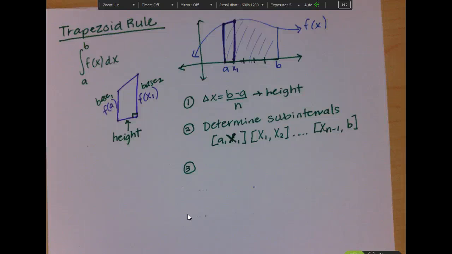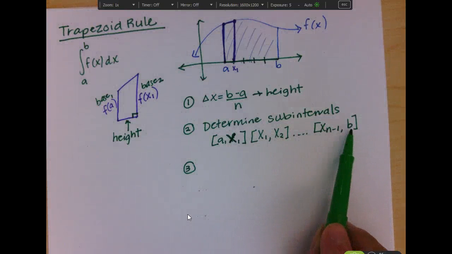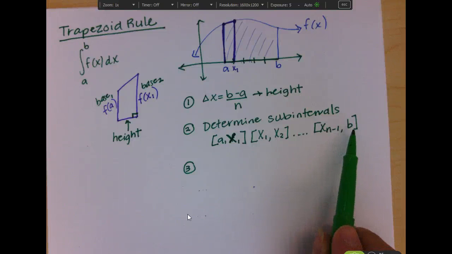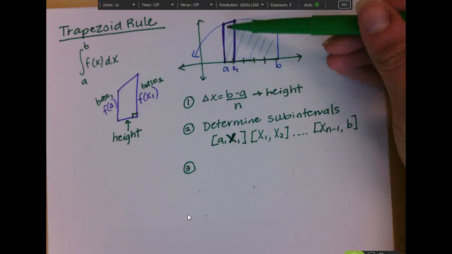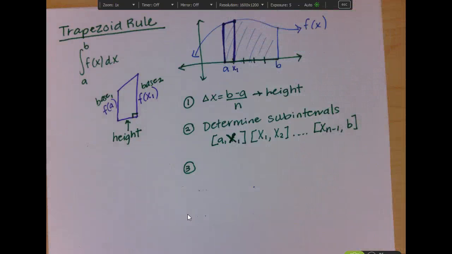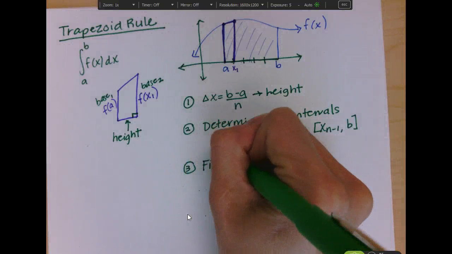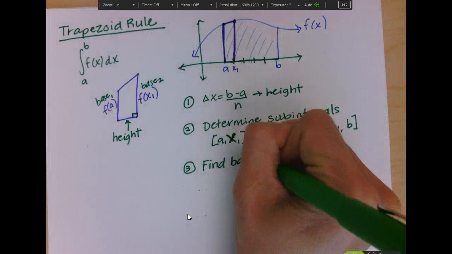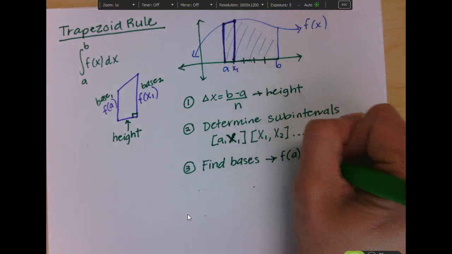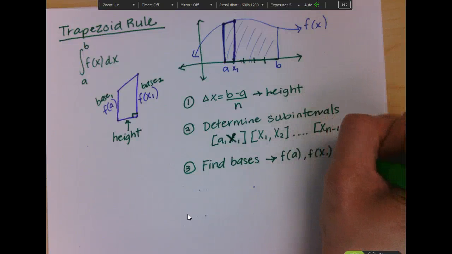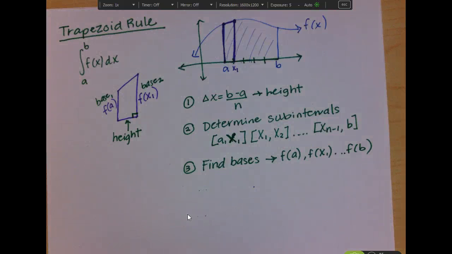And those subinterval endpoints are going to be the values that you actually plug into your given function in order to get those bases, the length of all your bases. So you're going to find the bases, or the length of all the bases, by evaluating your function at each one of those subinterval endpoints.